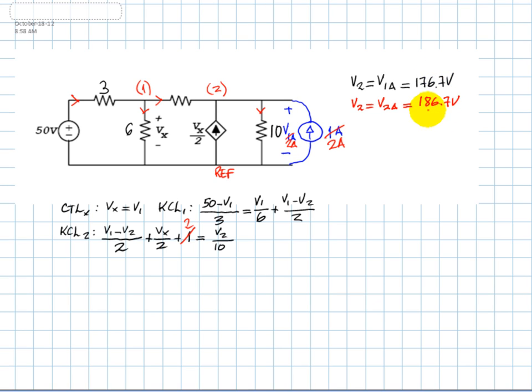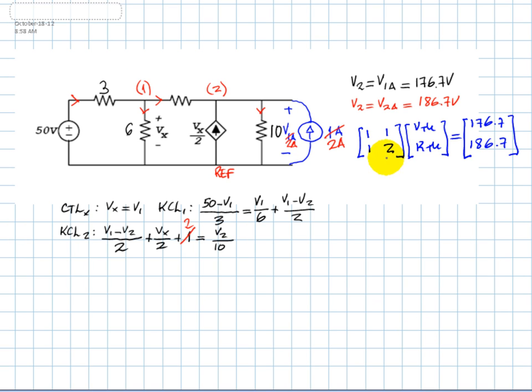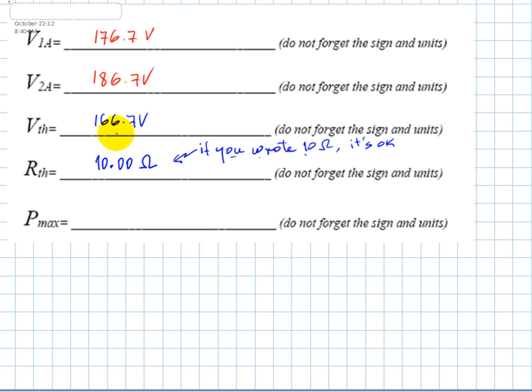Those are the first 2 answers of our question, and I enter them in my answers. Now we need to find VTH and RTH with those 2. That is, we need to solve this system of equations. The values are 166.7 volts for VTH and 10 ohms for RTH. If you wrote only 10 with no decimals, that's okay. The marker will still mark that as a correct answer.